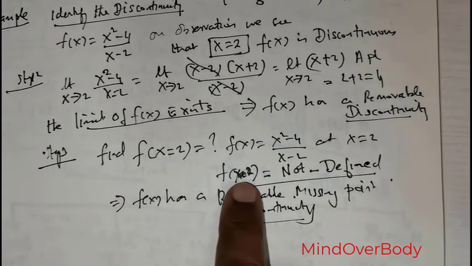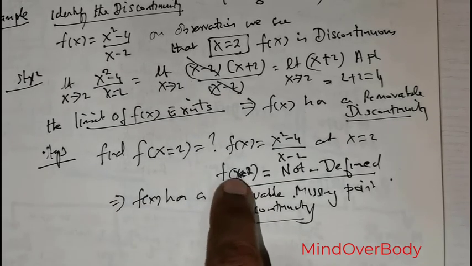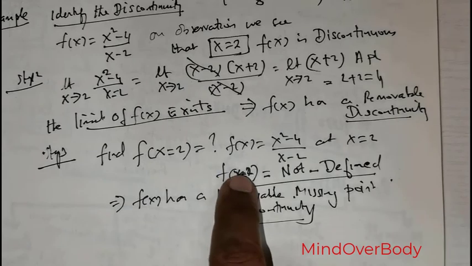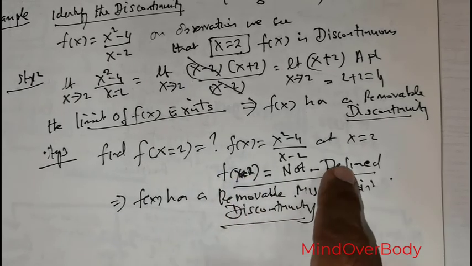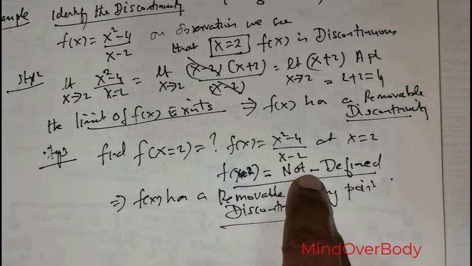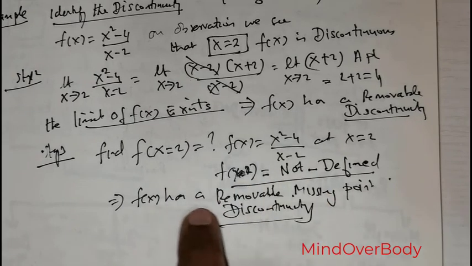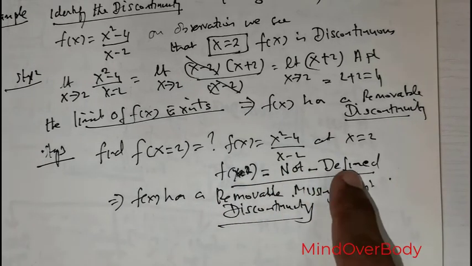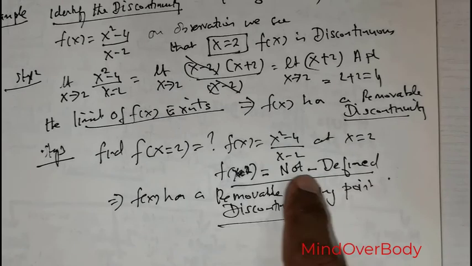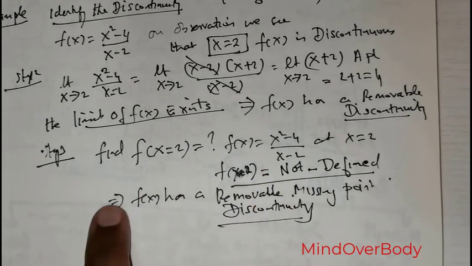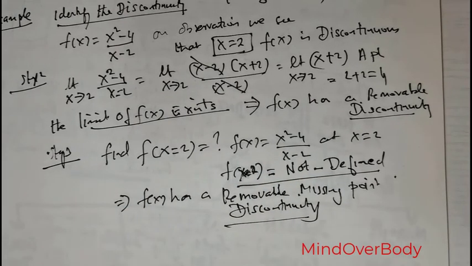Because of the fact that at x is equal to 2, I'm not able to get the functional value. The value of the function is not present, and once the value of the function is not present, that means the function is undefined or not defined. And since the function is not defined at this point x is equal to 2, I can clearly say f of x has a removable missing point discontinuity.